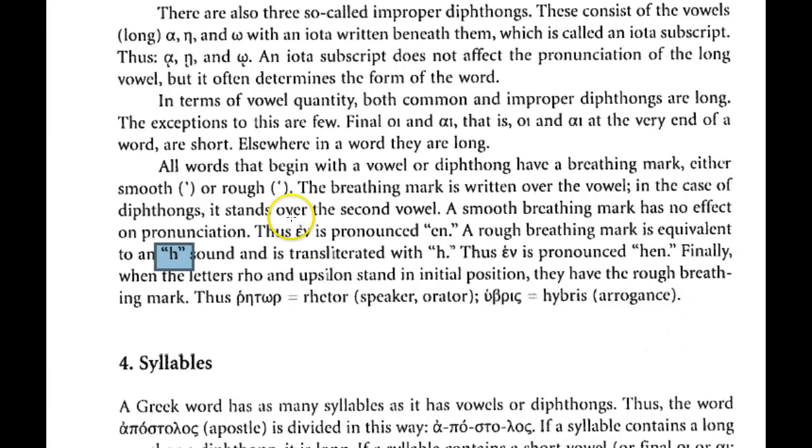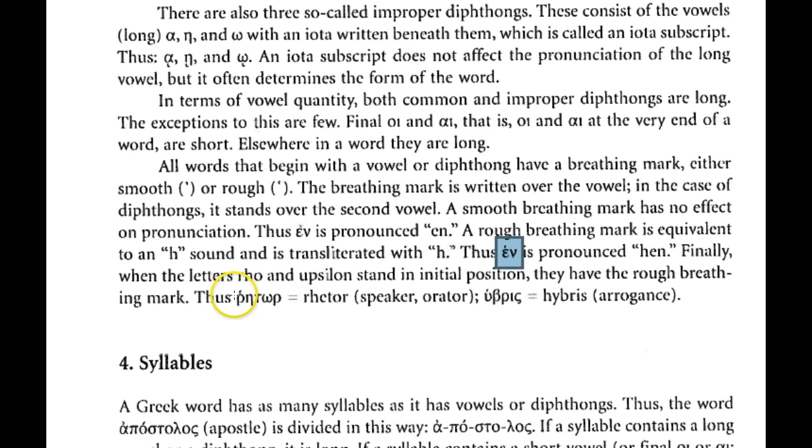The difference in these examples, the word en, you can see there's no rough breathing, and the word hen with a rough breathing, distinguished really only by the presence or absence of that rough breathing mark. En is the preposition in, I-N in English. Hen is the Greek number 1. That's quite a difference that an H sound makes.